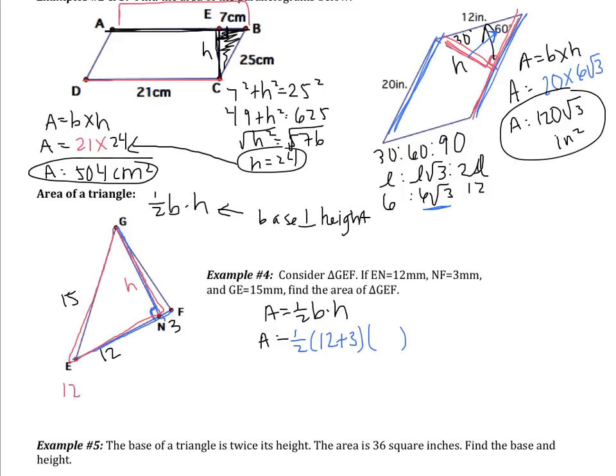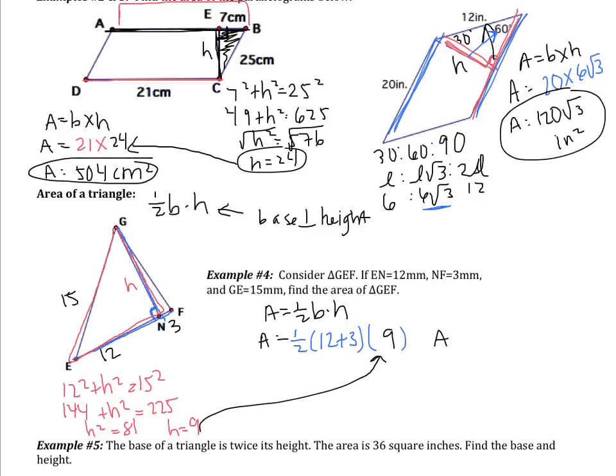I have 12 squared add h squared equals 15 squared. So I have 144 add h squared equals 225. This gives me h squared equals 81. If I take the square root, I get h equals 9. So my height is 9, and that can be substituted back in.